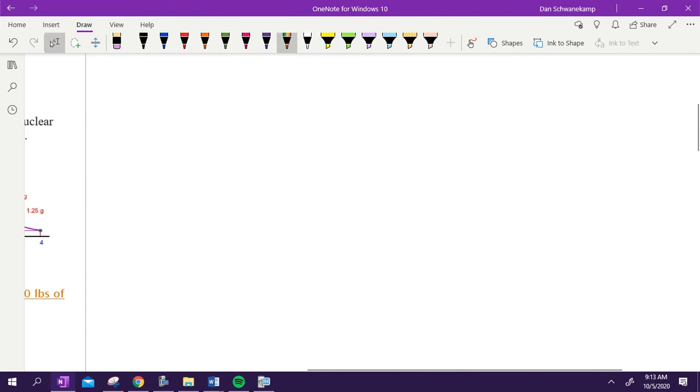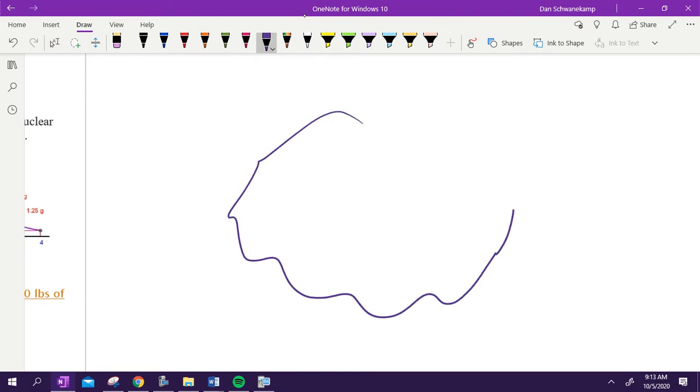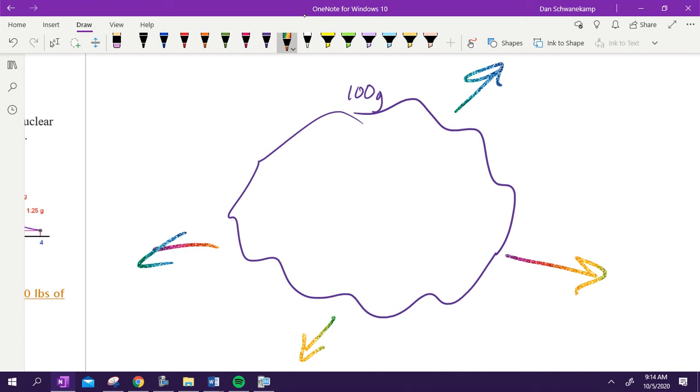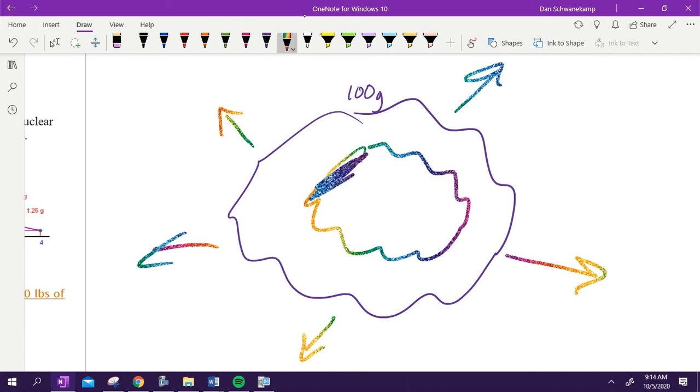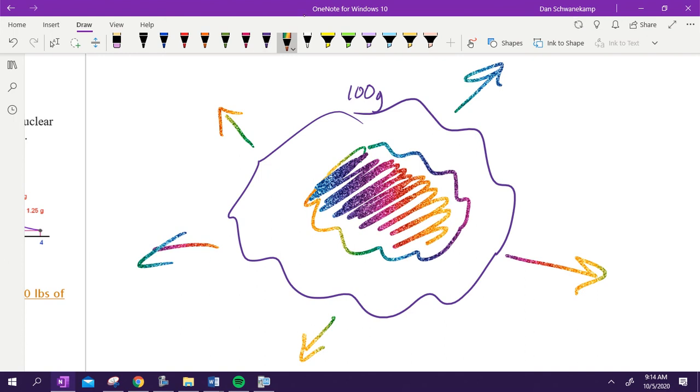Let me just give you a quick reminder of what half-life is. Let's say you have some substance, 100 grams. The half-life is how long it takes for you to get half of that. This is a radioactive substance. The nucleus is unstable and it's losing mass. It's asking how long does it take you to get just 50 grams in the end. That's what the half-life is.